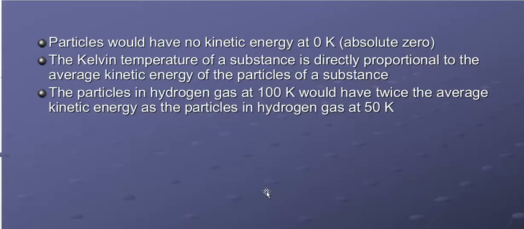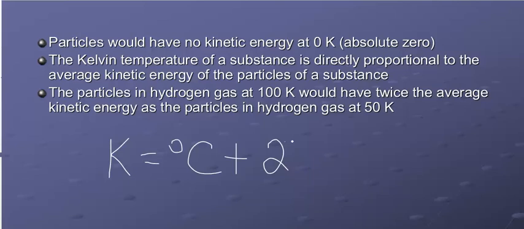Particles would have no kinetic energy at 0 Kelvin. That is absolute zero. At 0 Kelvin, all motion ceases. The Kelvin temperature of a substance is directly proportional to the average kinetic energy. So we do not use the Celsius scale when we compare temperature to kinetic energy. We use the Kelvin scale. And to go from Celsius to Kelvin, we simply add 273.